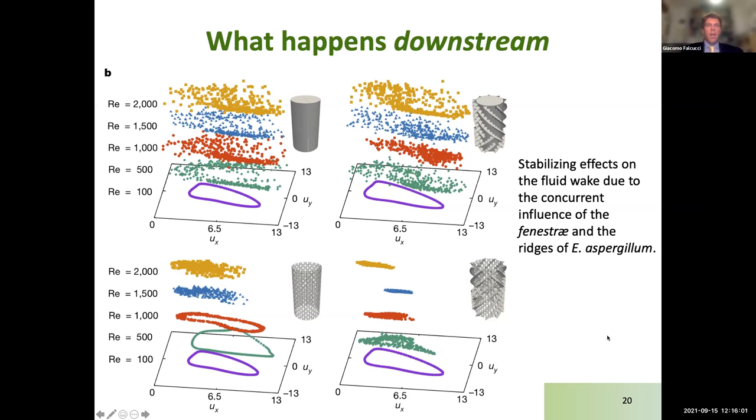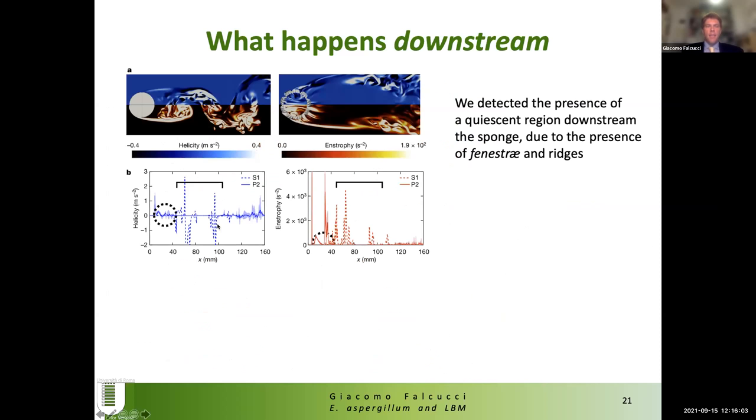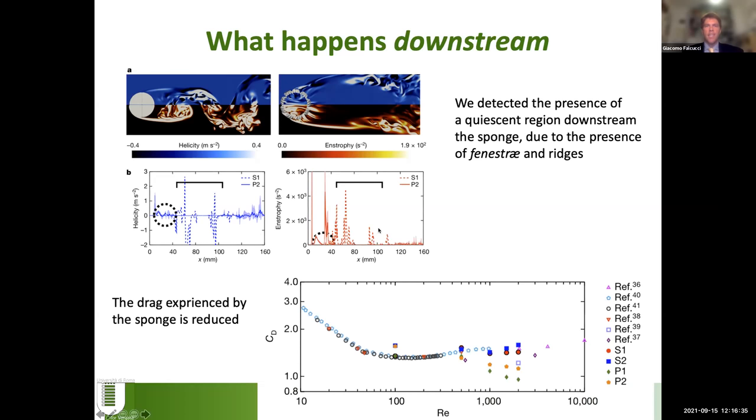So what happens downstream? This was our question. Looking at the entropy and helicity fields downstream, you see the helicity in blue and the entropy in red and black. You can see that we confirm the presence of this quiescent region that is highlighted by these black lines, which extends for some diameters downstream. And this quiet region reflects on the overall hydrodynamic stress that the sponge experiences.